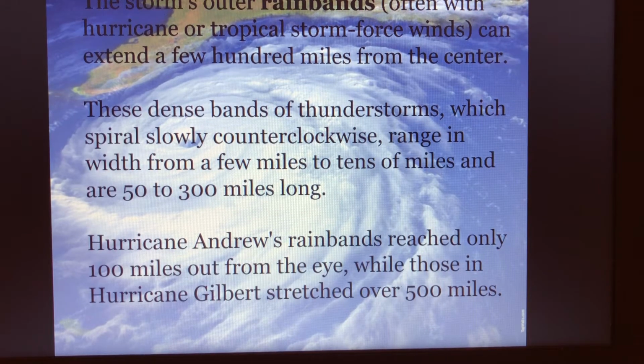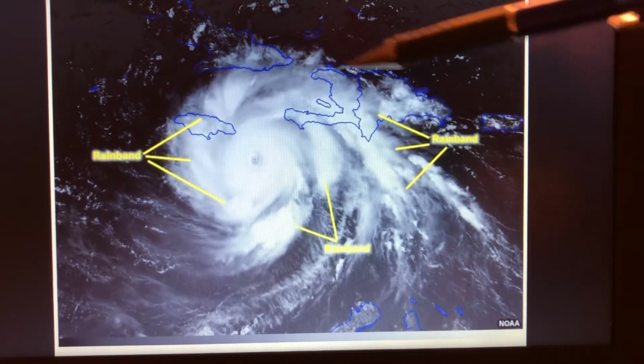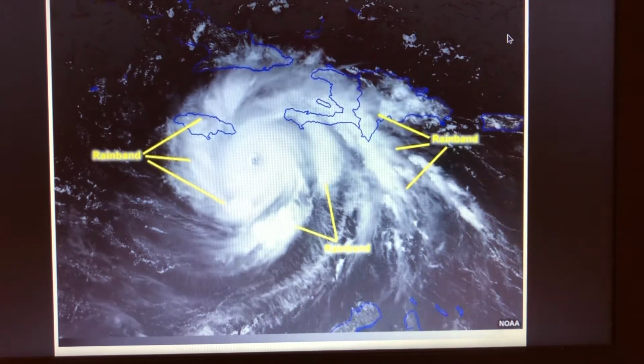Now, Hurricane Andrew, their rain bands only went from the eye to 100 miles out. But Hurricane Gilbert, it went from the eye 500 miles out. That determines the size of the hurricane. So you can see all of these swirly things here. That's all your rain bands.